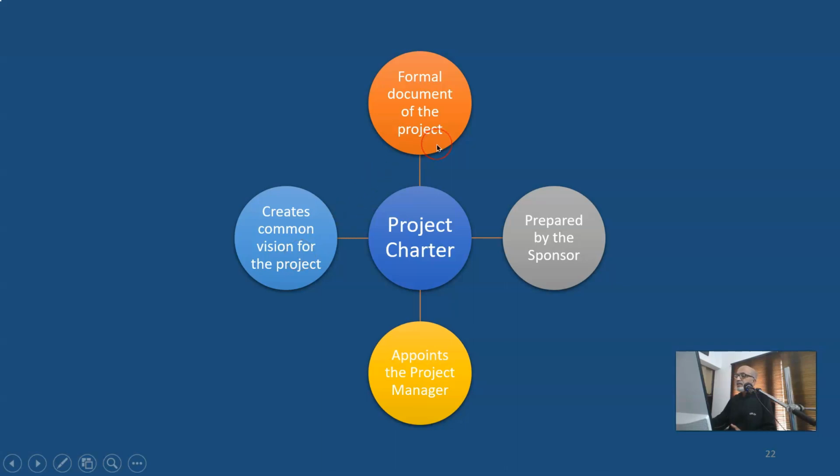So the first thing the sponsor of the project does is creation of a project charter, and he approves it, and any changes to the charter must get reapproved by the sponsor. This is prepared, to be more accurate, I must say this is authorized or approved by the sponsor.